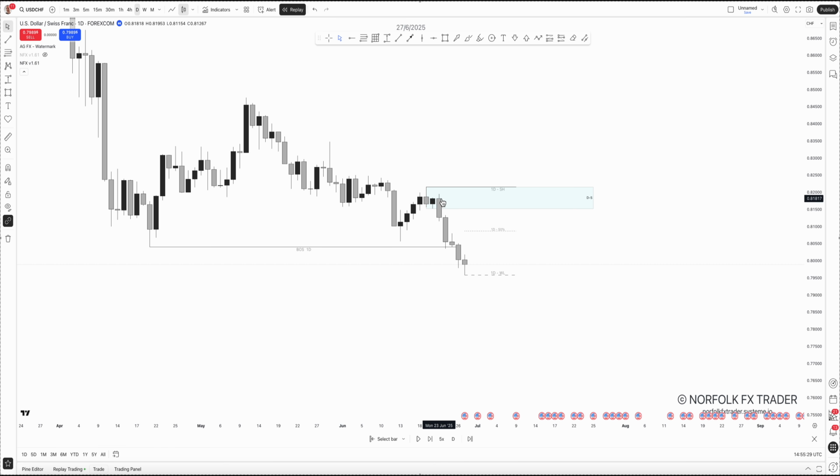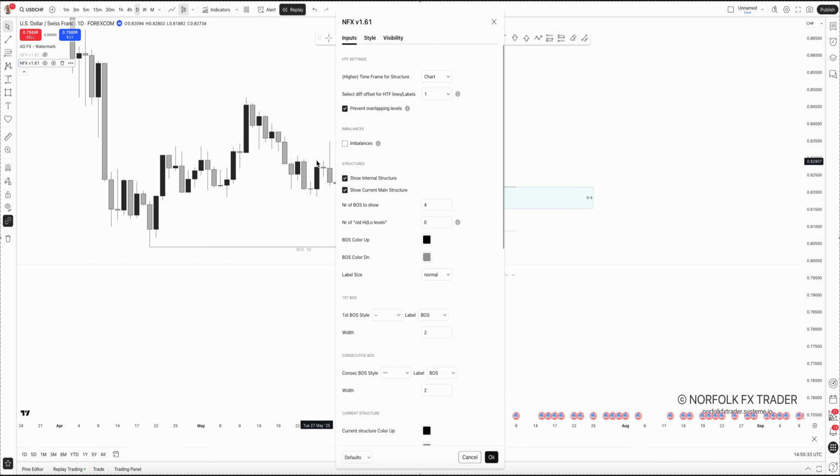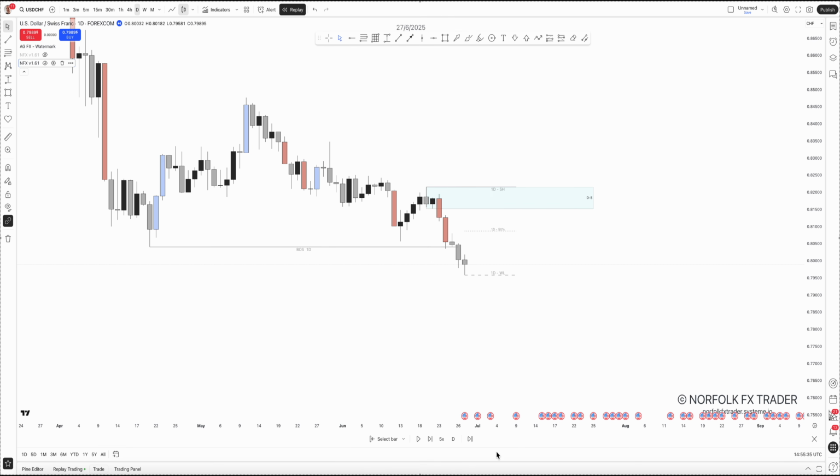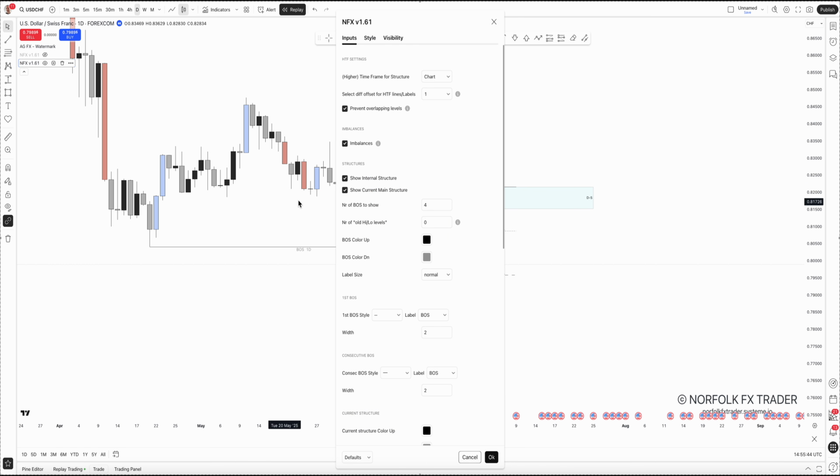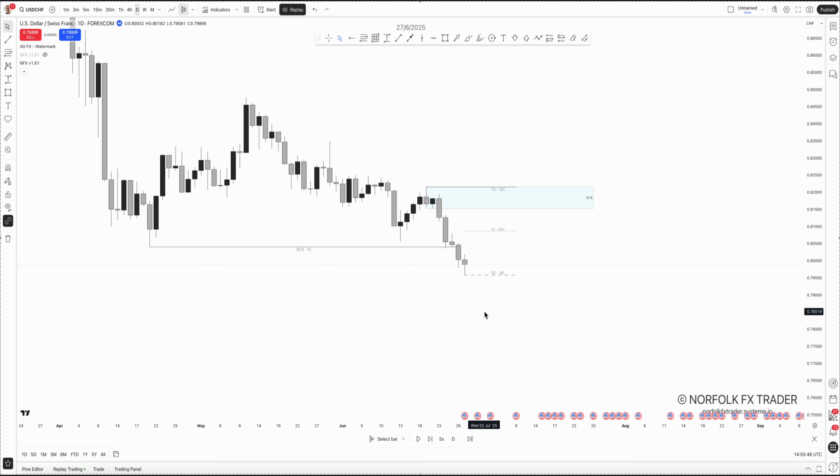Now, when it comes to imbalances, I will just quickly show you how the tool is going to help you with the imbalances as well. We can turn that on, and it's going to show you where your imbalances sit. You see the red and blue candles? That is where all the previous imbalances sit in the market. So not only does the tool help you with everything else, it's going to help you with understanding imbalances as well, and all that is inside that short course.